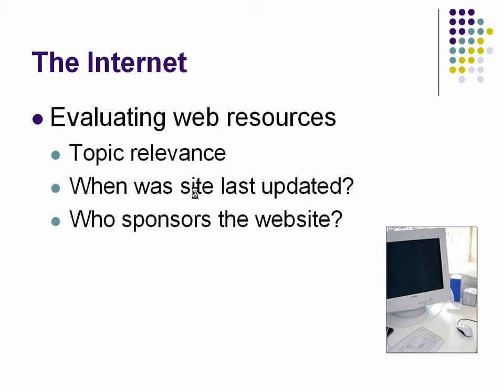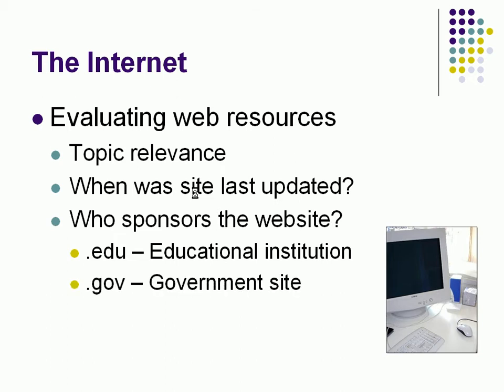Who sponsors that particular website? One indication that you can get to see how a website is sponsored or who authored that website or what type of institution it came from is by looking at the final extension at the end of that web address. For example, websites that end in .edu come from educational institutions such as colleges and universities. Websites that end in .gov come from some branch or some entity of the government.